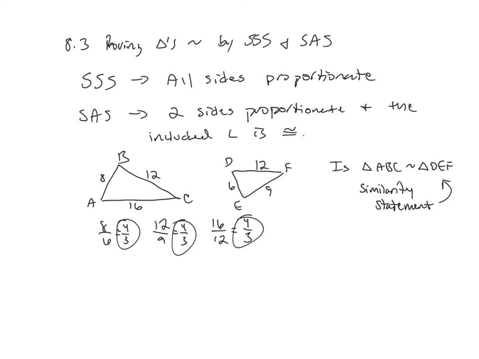So then you'll move on to some that give sides. Then you would need to do something like this, where you write all three ratios and see if they all reduce to the same thing. If you're given information with angles, it's going to say find the value of x that makes the triangles similar. You're essentially just going to solve for x.